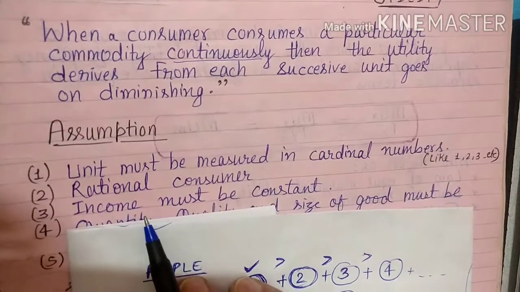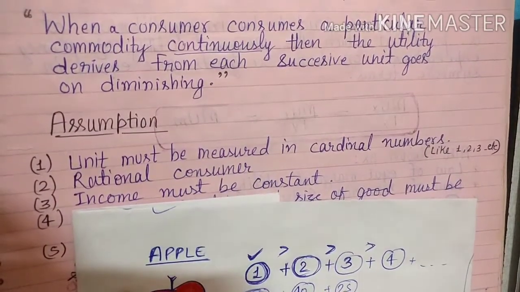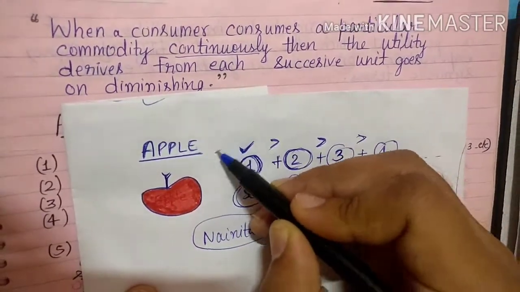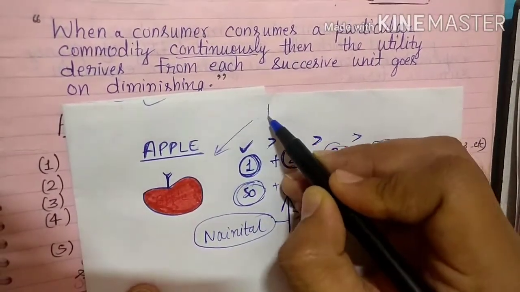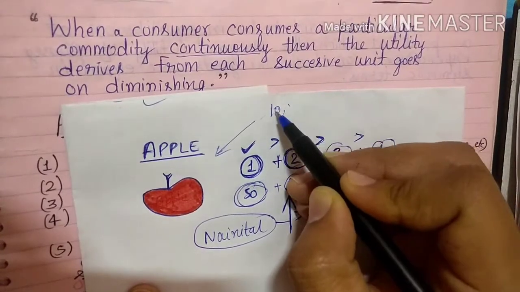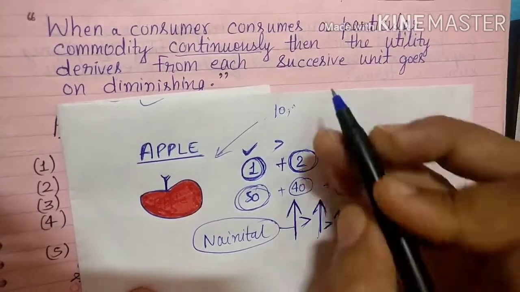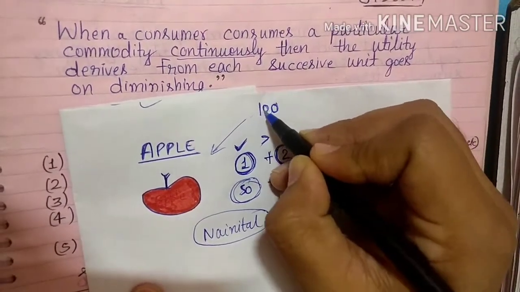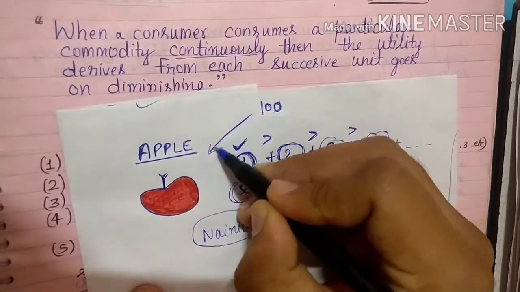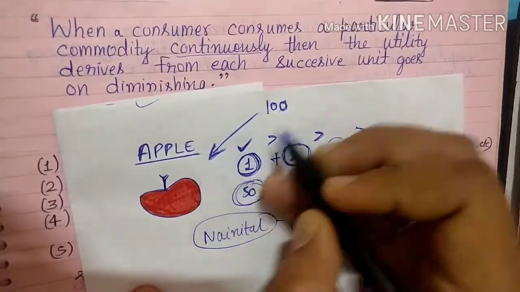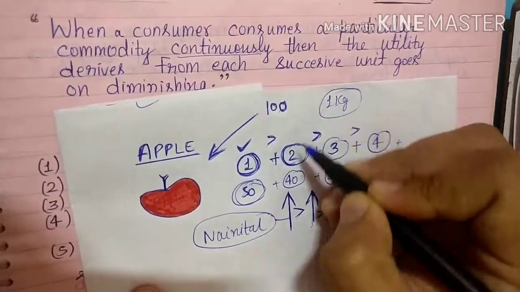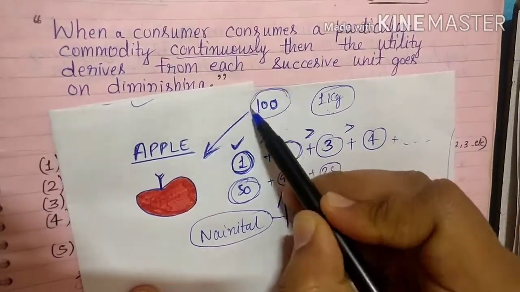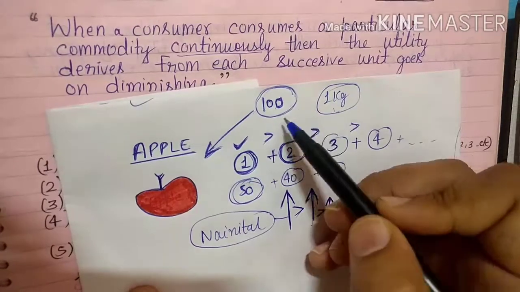Then the third assumption is that income must be constant. Now why are they saying the income must be constant? Suppose the person who is purchasing the apple has some income. I'm taking the example of pocket money. Suppose you are getting pocket money from your parents, 100 rupees per month, and you have a habit of eating fruits. So you are taking 1 kg of apples every month when you get 100 rupees as monthly pocket money.